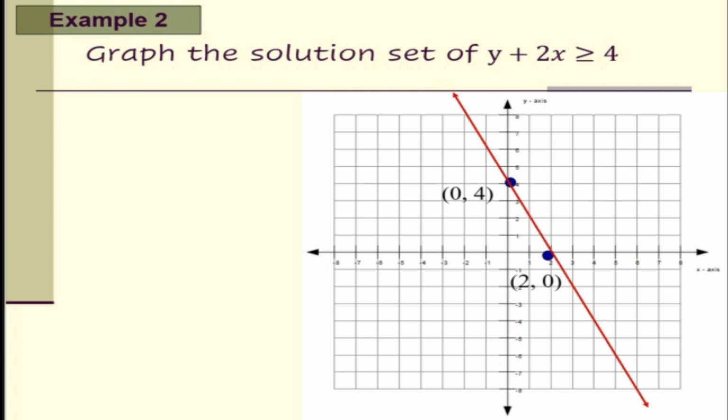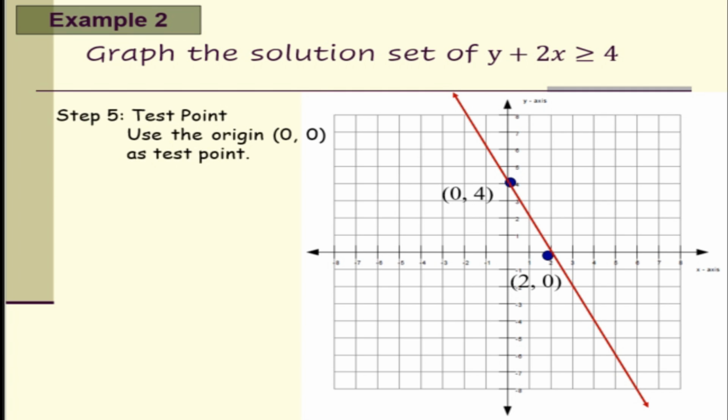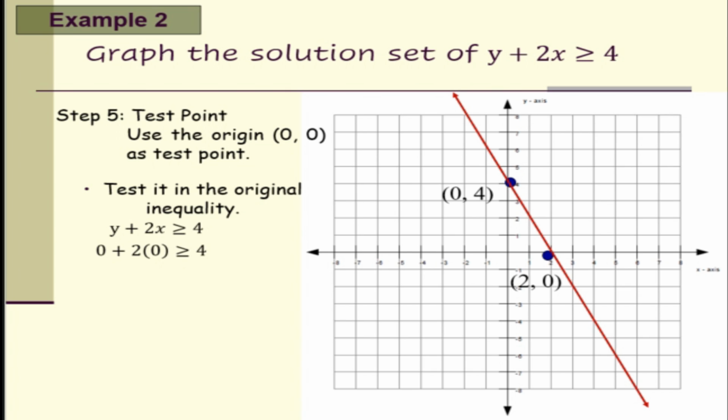Since the line did not pass through the origin, we can use the origin as our test point. Substitute the ordered pair 0, 0 into the original inequality, y plus 2x is greater than or equal to 4. We have 0 for x and also 0 for y. We have 0 plus 2 times 0 is greater than or equal to 4. The result is 0 is greater than or equal to 4. This statement is false since 0 is not greater than or equal to 4. Again, if the resulting statement is true, shade the region where the test point is located.